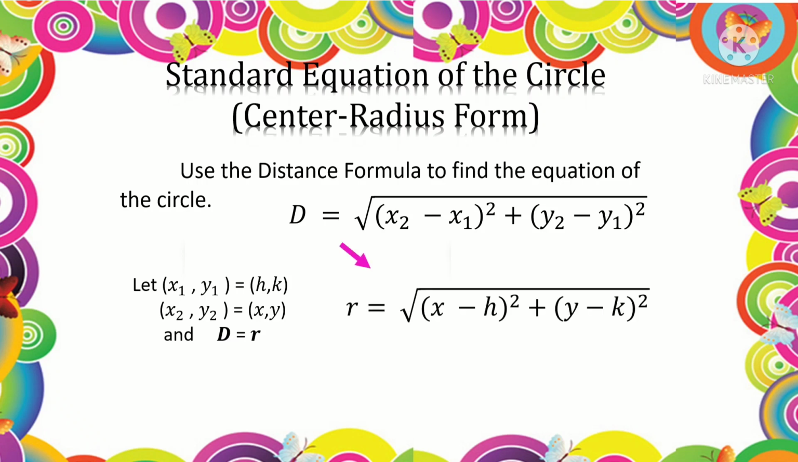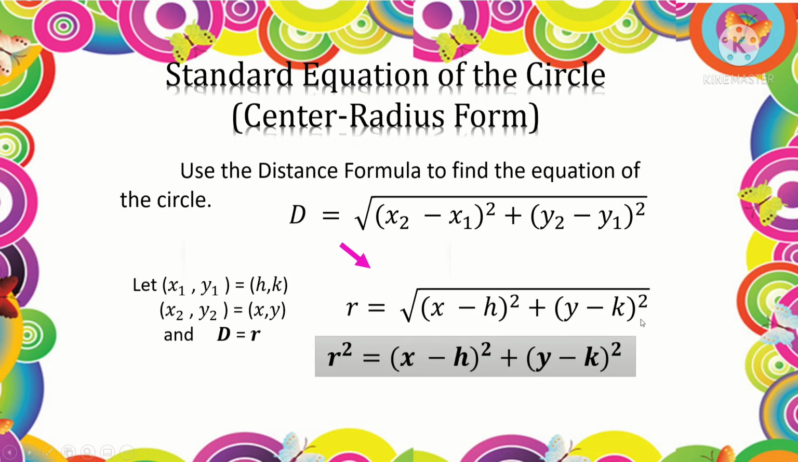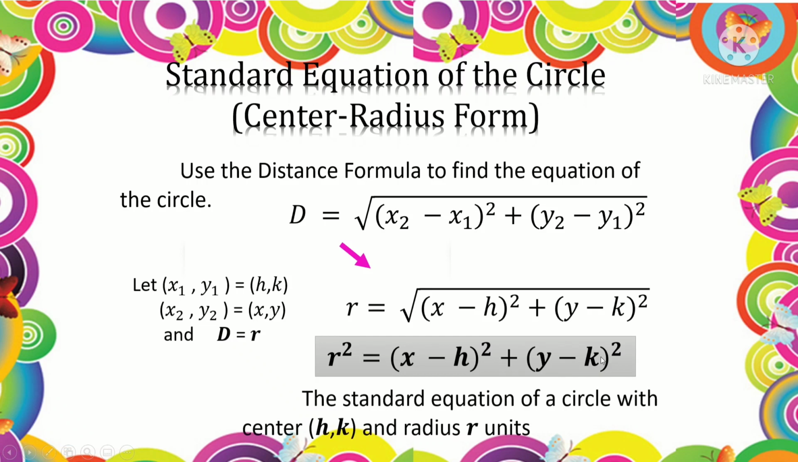From here, we have r is equal to the square root of the quantity x minus h to the power of 2 plus y minus k to the power of 2. The standard equation of a circle with center (h, k) and radius r units is given by this formula.